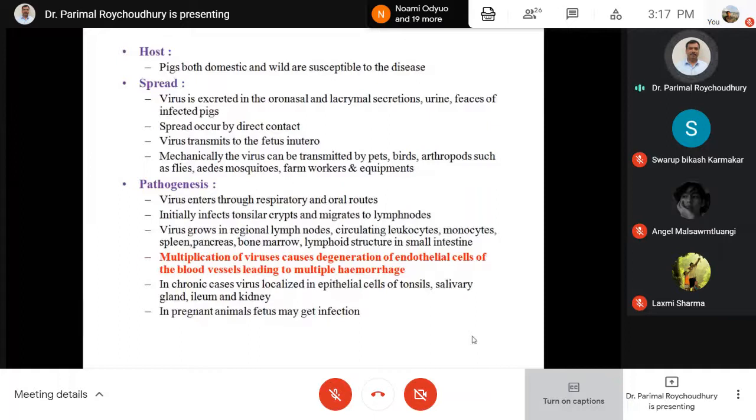Coming to the pathogenesis, it is mainly immune modulation. The presence of the virus inside the body and its replication in the cells can stimulate the immune system, and a lot of cytokines are produced, and the effects are mainly the effects of the cytokines.